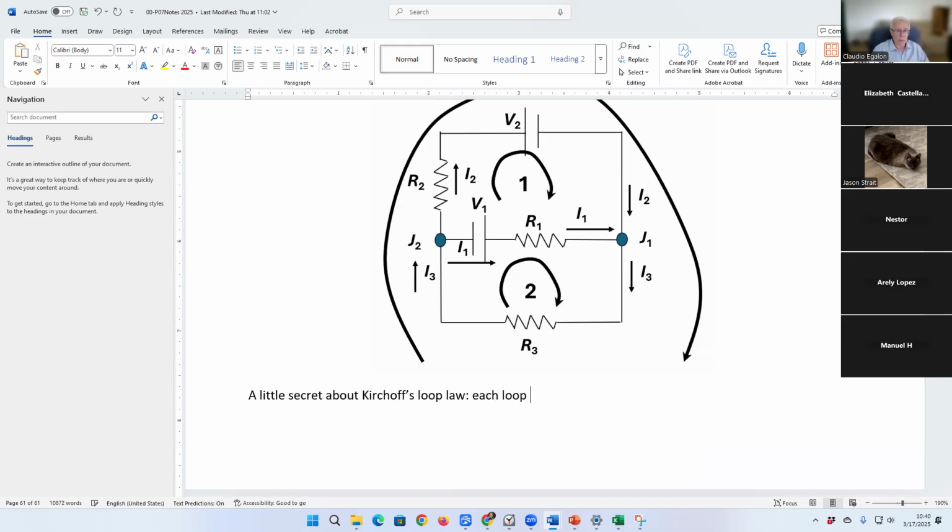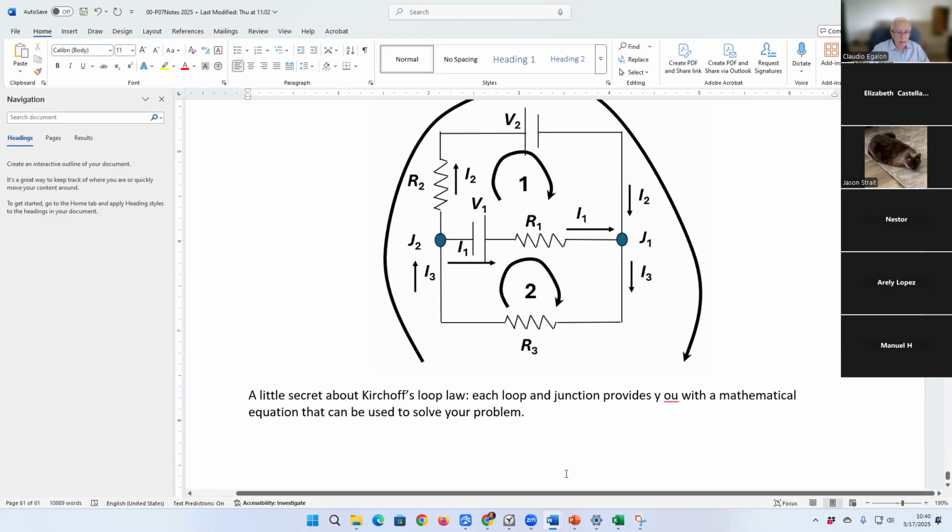Each loop and each junction provides you with a mathematical equation that can be used to solve your problem. Okay?